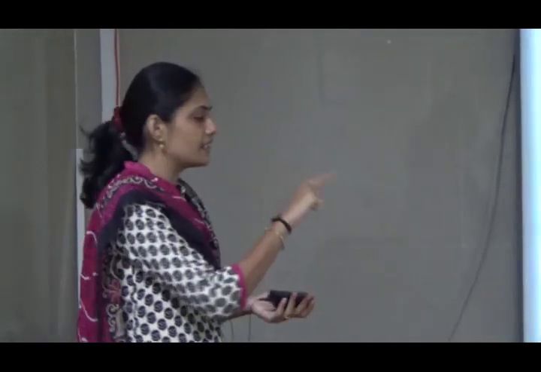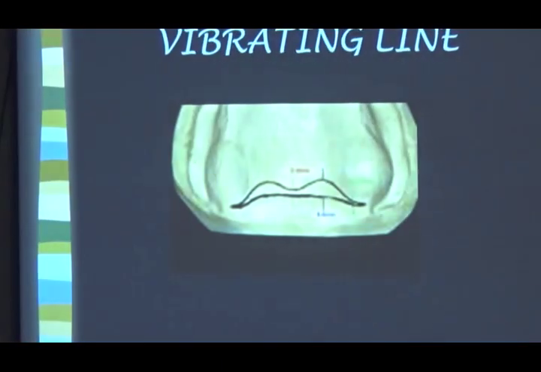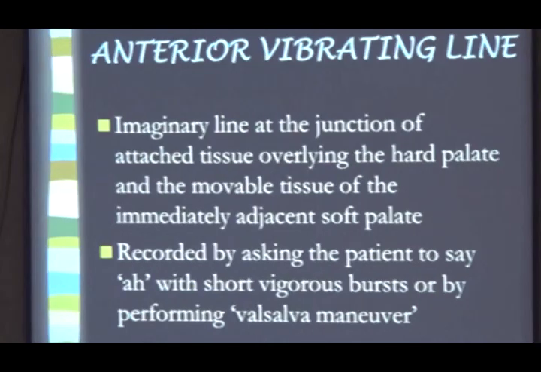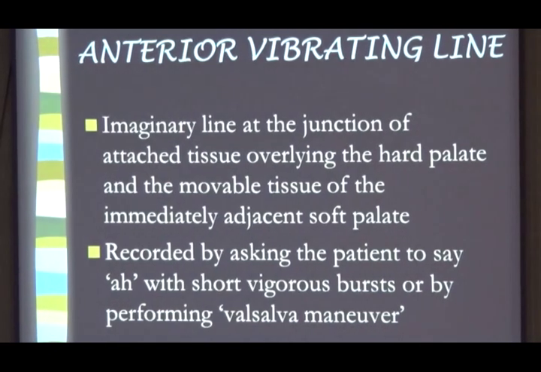So if any question is asked, is the posterior palatal seal entirely on the soft palate only? Yes, because the anterior vibrating line itself starts from the junction of hard and soft palate, and the posterior vibrating line is at the junction of freely movable and slightly movable soft palate. So the posterior palatal seal area is entirely on the soft palate. How do you record the anterior vibrating line? You ask the patient to say ah in short vigorous bursts, or use the Valsalva maneuver.